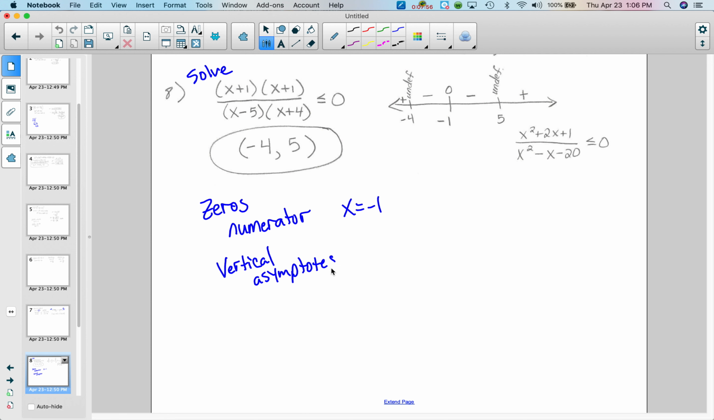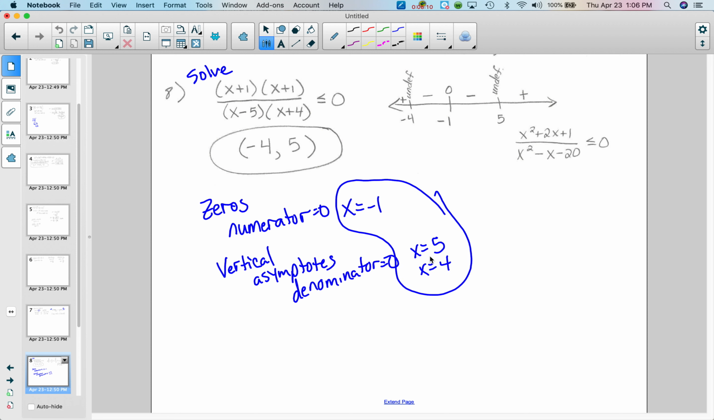And that's where you set the denominator equal to 0. And we get x equals 5 and x equals negative 4. Okay, so x equals 5, x equals negative 4, that's where the denominator would be 0. So you're going to take these values and you're going to put them on a number line.